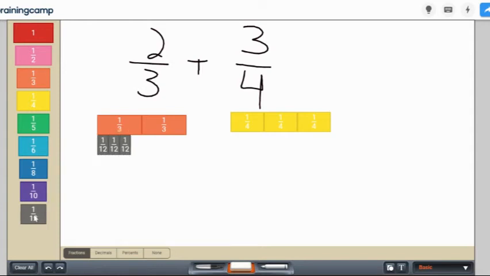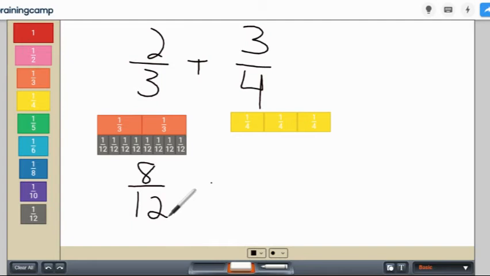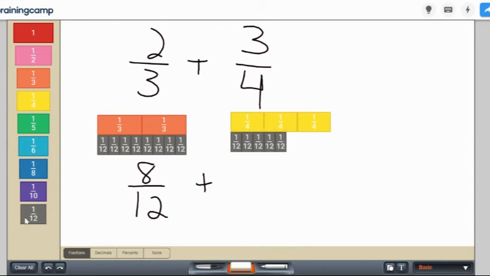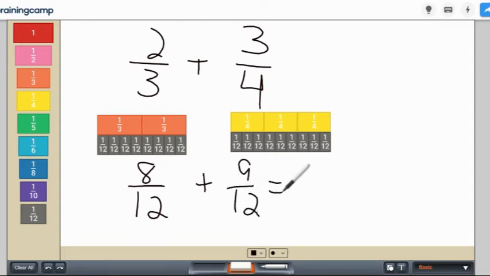So 1, 2, 3, 4, 5, 6, 7, 8. So that we know that 2/3 is equal to 8/12. And then we're also going to use 12ths for 3/4. So let's see how many. 2, 3, 4, 5, 6, 7, 8, 9. So 3/4 is also equal to 9/12.